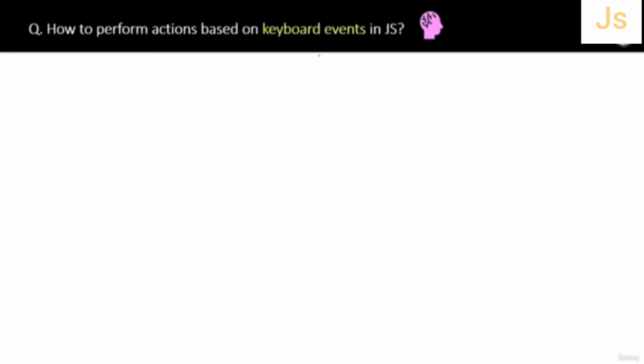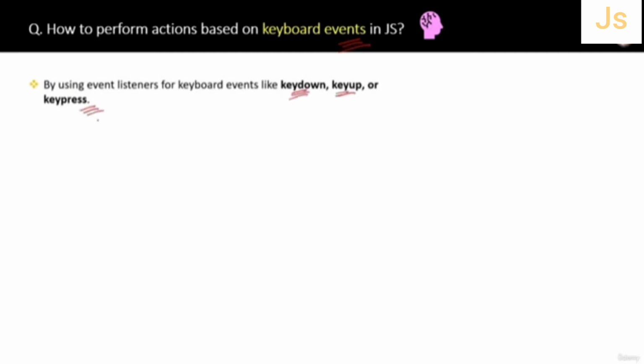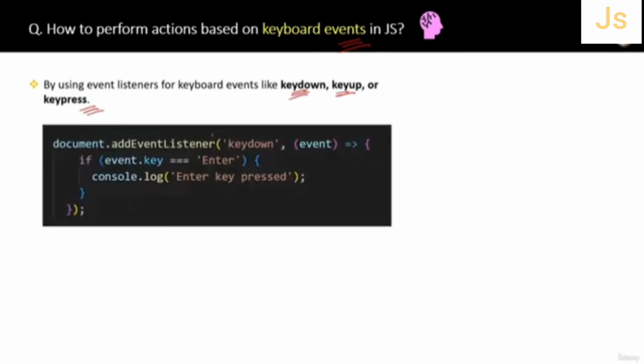How to perform actions based on keyboard events in JavaScript? The answer is by using event listeners for keyboard events like these keydown, keyup, and keypress events. These are events, right? For example, here is the code where we are adding the event listener to the keydown event. So if the user presses Enter, then this statement will be logged.